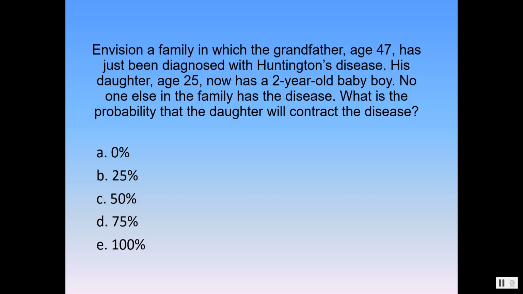So it seems as though the daughter is probably a heterozygote, and she has a 2-year-old. If she's a heterozygote, anywhere between 0 and 50% chance that the daughter will contract the disease, because more than likely, there's a 50% chance that the dad passed down the gene to her. So about 50% chance.